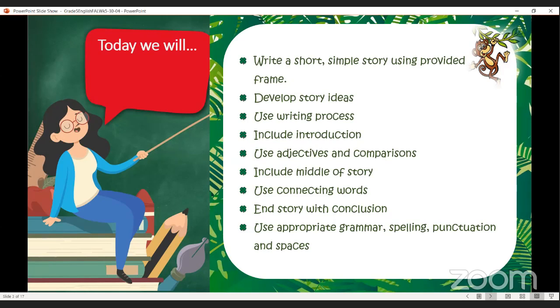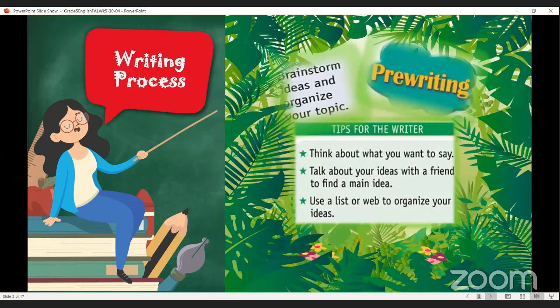Okay, we're going to use appropriate grammar, spelling, and punctuation and spaces. So I hope you're ready to take notes when we start. Okay, so the writing process we have to go through before we start, because there are things we may forget to do. Okay, so your pre-writing is before you even start writing. You brainstorm your ideas and you organize your topic. You can also do your mind map.